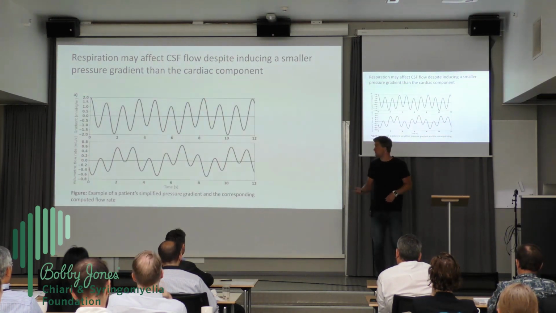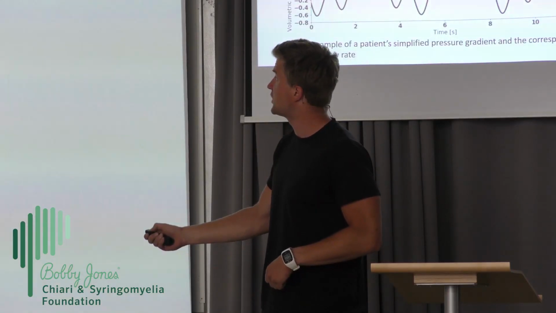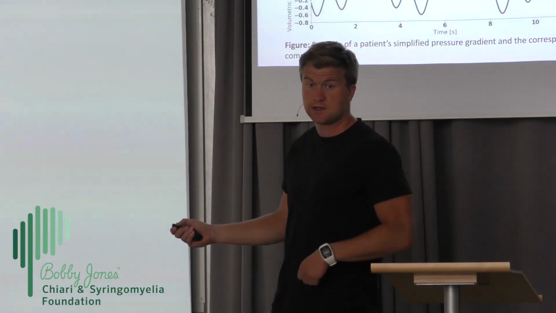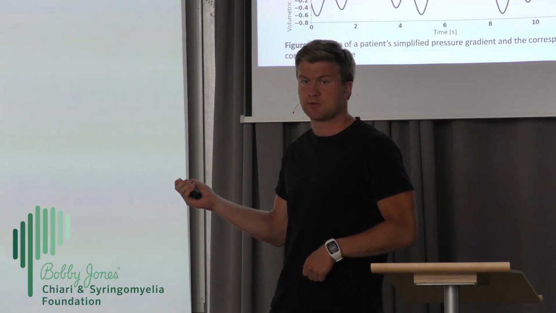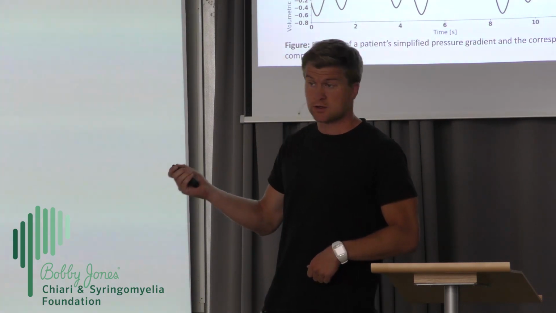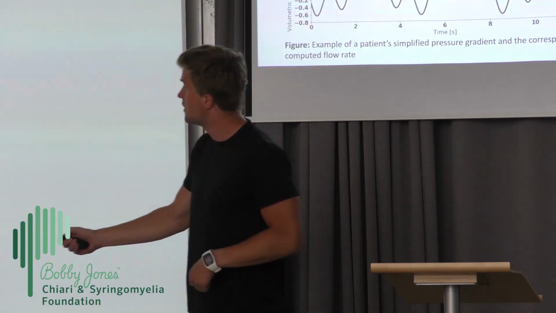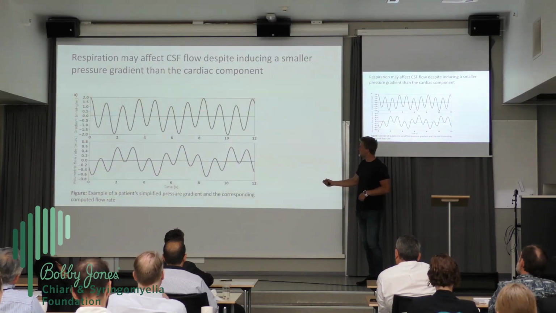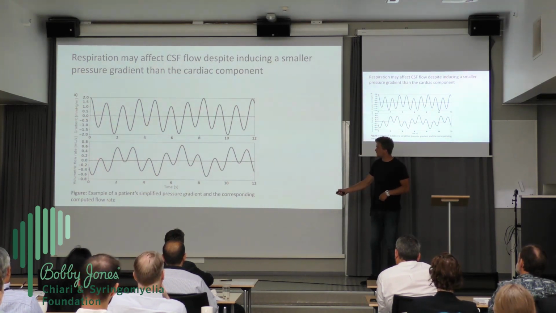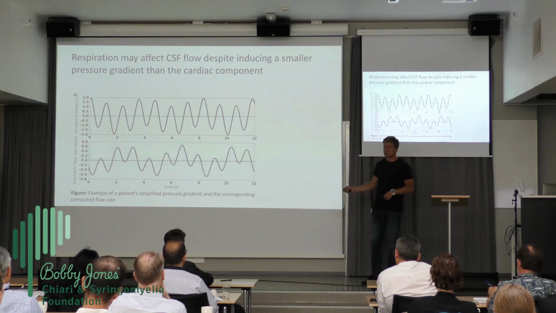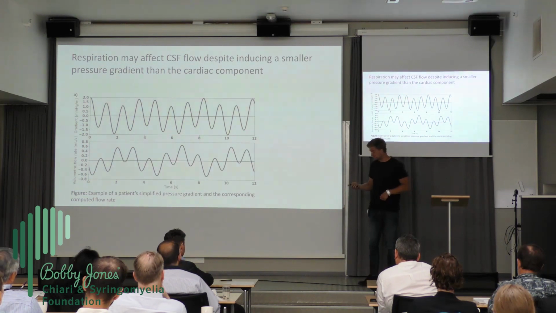So as we can see here, for instance, if you have a pressure gradient going like this, everything here has to do with the Womersley number, right? So if you have a pressure gradient going like this, this is obviously dominated by cardiac pulsations, but you have respiratory contribution here as well. But in the corresponding flow, in the aqueduct, it's more prominent that the respiration plays an important role.